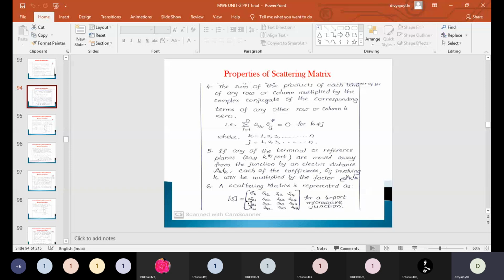This indicates the first port and its output, first port and its output at the second port, first port and its output at the third port. That means in this first row, you can observe that the input will be given to port 1, and you need to observe the outputs at port 1, port 2, port 3, port 4. Similarly, coming to the second row, see the suffixes, it is S2. That means you are going to provide your source connected to port 2, and you need to observe the output at all the four ports.